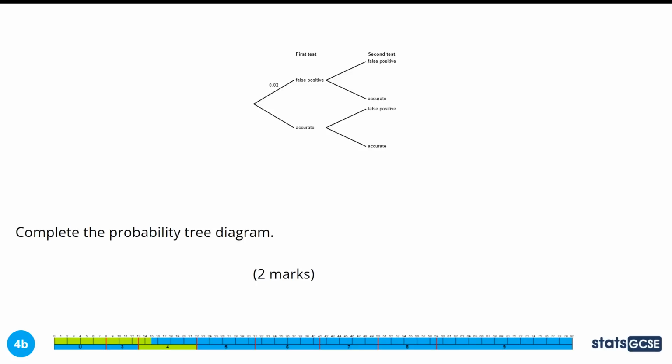Each of the false positives will be 0.02, so we can put that onto the tree diagram, and each probability has to add up to 1. So if the chance of a false positive is 0.02, take that away from 1 and you get 0.98. So each of the probabilities of an accurate result is 0.98.